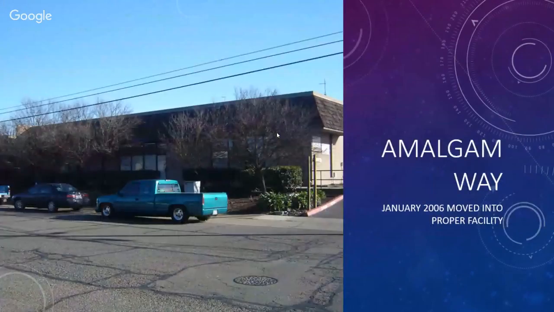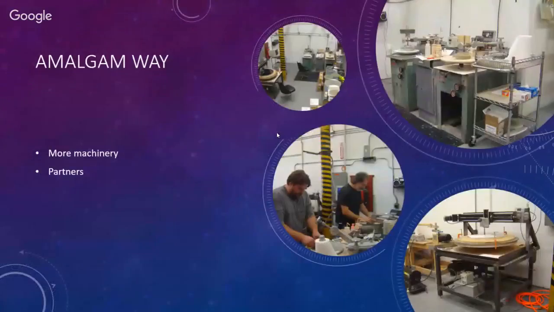And then in 2006, I moved over to Amalgam Way here in Rancho Cordova into this building. It was actually looking like a business. Got some more machinery, got some partners, and continued to grow the company.